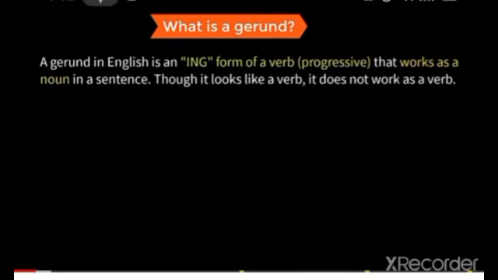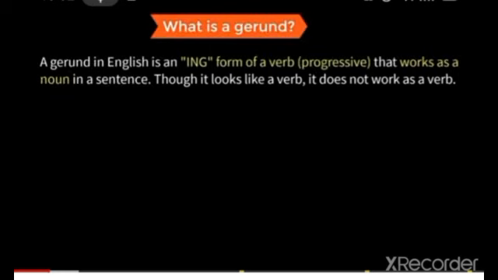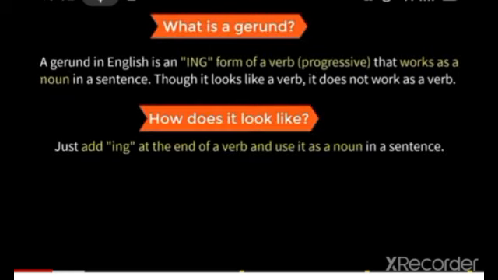Yes class, a gerund in English is an ing form of verb or progressive form of verb that works as a noun in a sentence. So, when ing form of verb works as a noun, although it looks like a verb, actually it does not work as a verb. Apparently that looks like a verb, but the function of those ing form of verbs is not actually a verb.